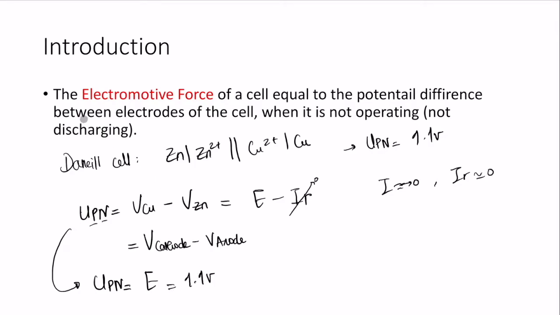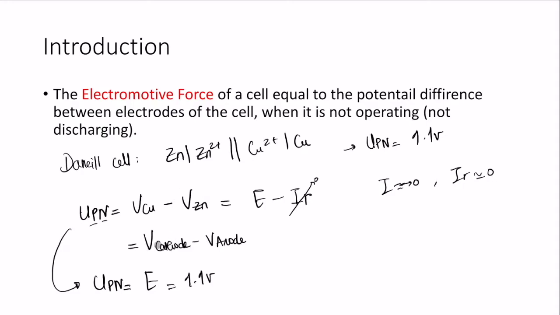Now, what's the definition of the electromotive force? The electromotive force of a cell equals the potential difference between the electrodes of the cell, the cathode minus the anode, when it's not operating, when it's not discharging. I'm interested in talking about the cathode, V of Cu minus V of Zn.